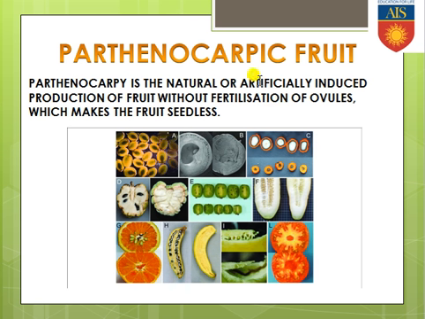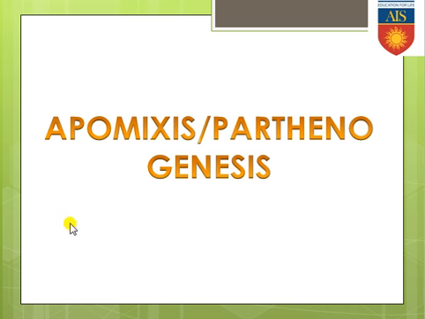And this specific type of parthenocarpic fruit examples will be, as an example, orange, banana, guava, papaya, and fig. So nowadays we also have grapes as an example. These are the examples of the parthenocarpic fruit, which are actually seedless fruit, and already I have told you why they are seedless. Next there is apomixis or parthenogenesis.